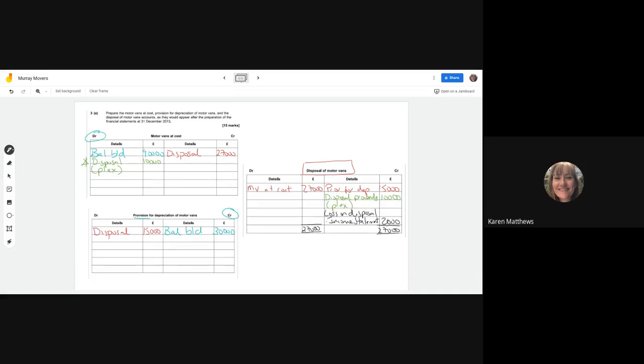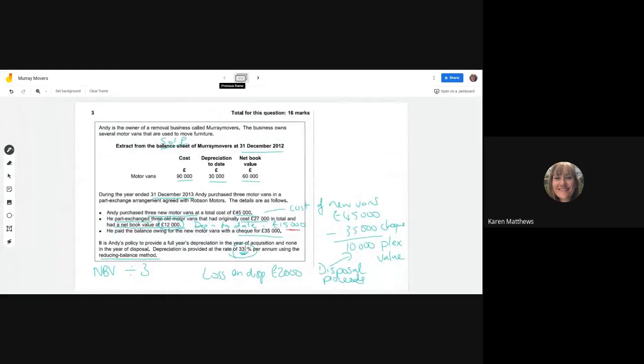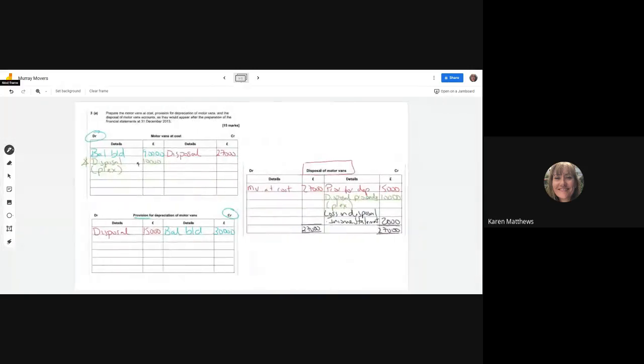Now back over to the new vans. So we've paid £10,000 here, you can see from part exchange, but they've also paid £35,000. If you look here, there's a cheque paid, £35,000 from the bank. So we're going to debit that £35,000 into the motor vans at cost. So you can see now we've got the whole cost of £45,000 in the motor vehicles at cost account. Okay, and then depreciation, we're left now with £15,000. We had £30,000 at the start. We've got rid of £15,000 on the disposal, so we've just got £15,000 relating to the assets that have remained.